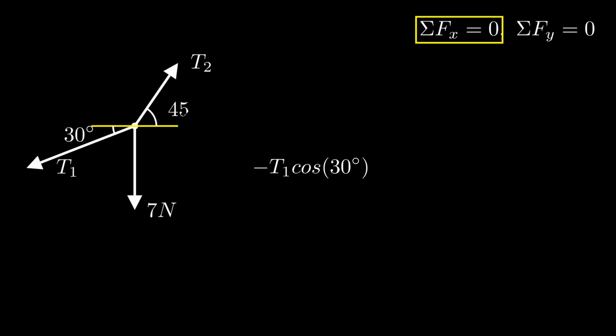Then I can do the same thing for the second tension force, T2. And this time we don't have to do anything with the weight of the block since its force vector has no x component, it's only pointed downwards.